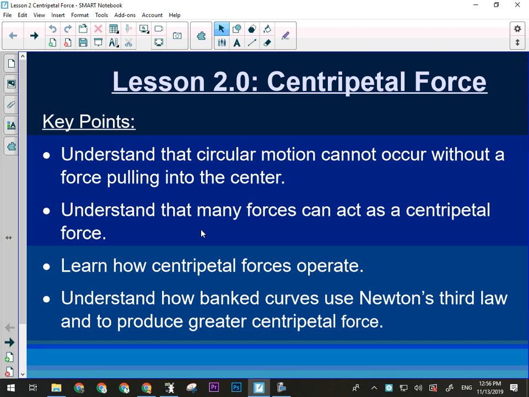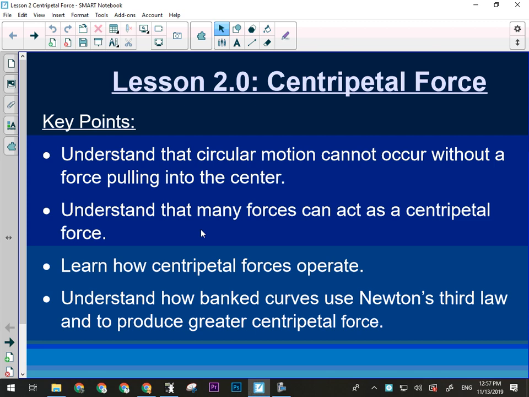So is tension. If you tie a string to something and whirl it around and around, tension acts as a centripetal force. So circular motion cannot occur without a force pulling into the center. There has to be a net force pulling into the center. Lots of forces can act as a centripetal force. We're going to look at how they operate, and then we're going to look at the two kinds of curves: unbanked corners and banked corners.